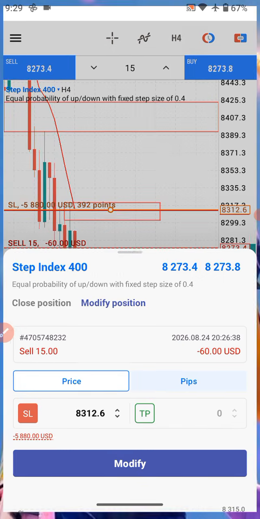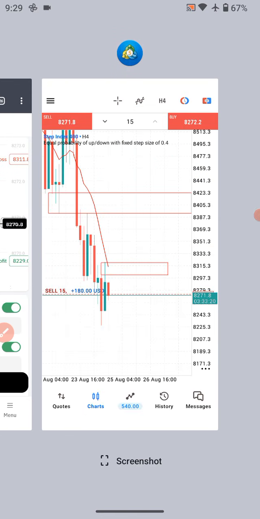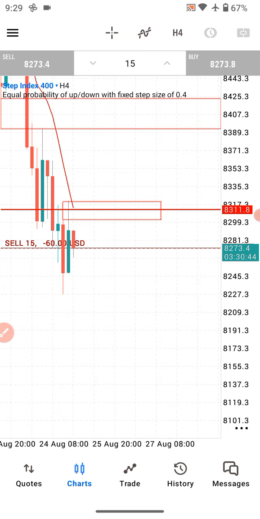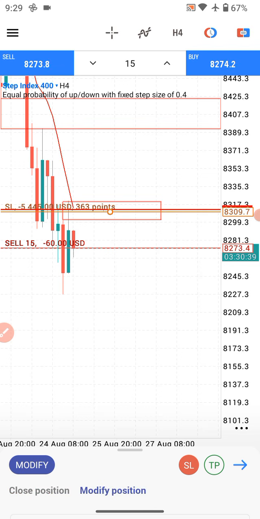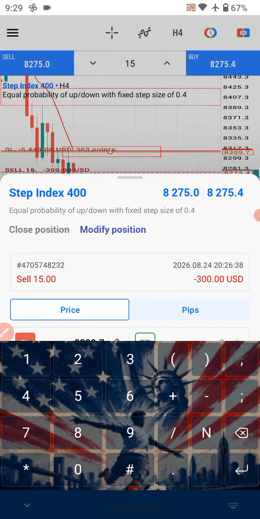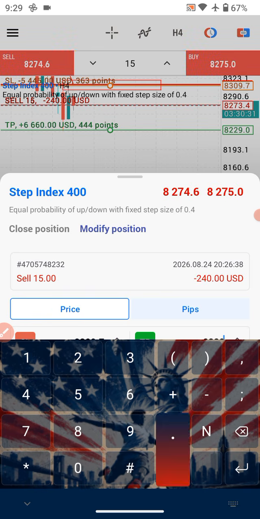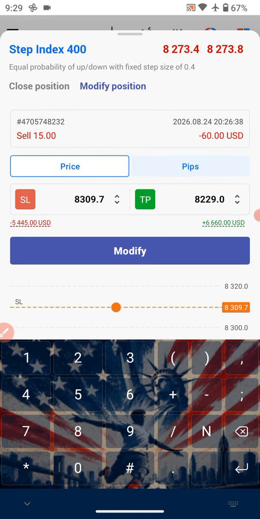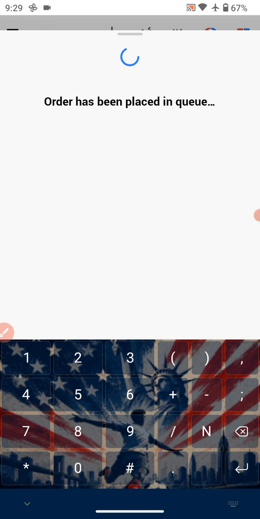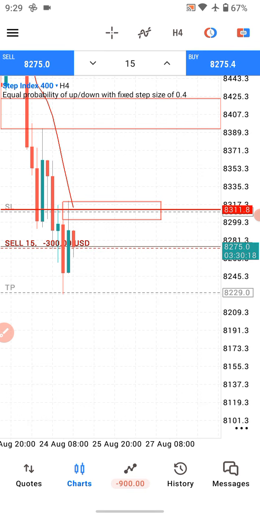So let me look up my TP and then write it there. 8229.0. So we have a take profit there. So let's modify these. Good. So in the next video, I'll come here and I'll update you on this trade's outcome.